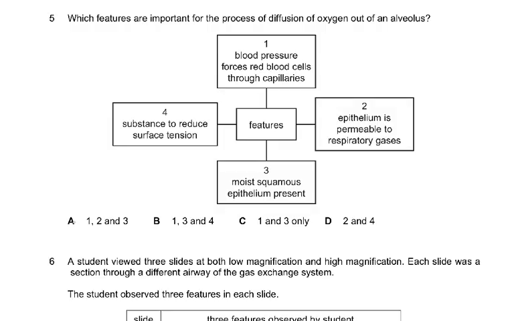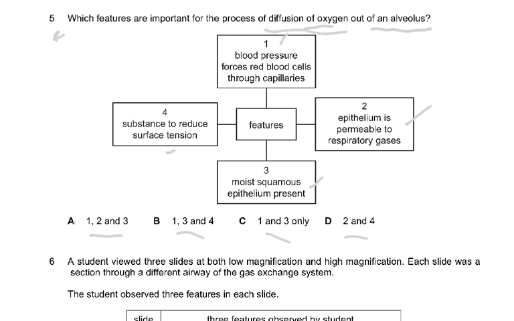Question number 5. Which features are important for the process of diffusion of oxygen out of an alveolus? Now, in such questions, what you have to find out is which one. So you see the answers are 1, 2, 3; 1, 3, 4; 1, 3; and 2 and 4. Now, there's sometimes a clue in it. Let's read all of them. Number 1, blood pressure forces red blood cells through capillaries. Number 2, epithelium is permeable to respiratory gases. Number 3, moist squamous epithelium present. Number 4, substance to reduce surface tension.